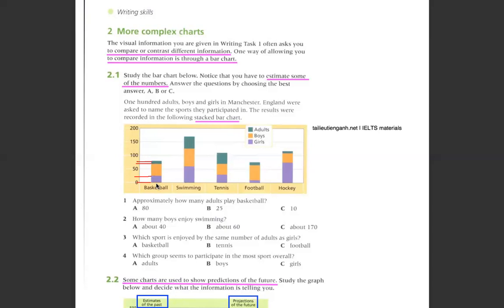Okay, so you need to make a lot of guesses about what these numbers are. So let's have a look at the basketball column. And we're going to look at adults, which is green. So approximately, how many adults do you think play basketball? So what do you think is this amount here of the green? Do you think it's A, B, or C?